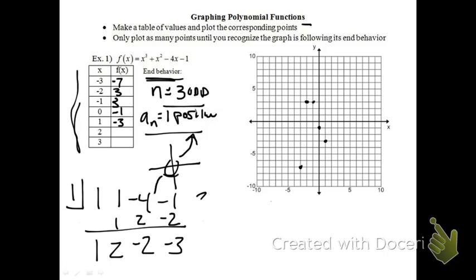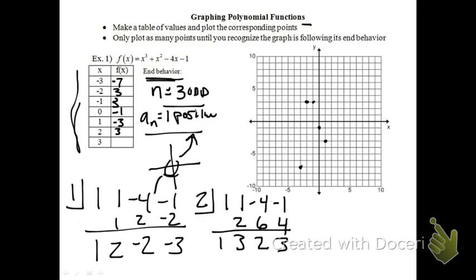If I plug in 2 into 1, 1, -4, -1, start off with multiplying 2 and 1, I get 2, add, I get 3, multiply 2 and 3 to get 6, add, I get 2, multiply to get 4, add, I get 3. So when I plug in 2, I get 3.